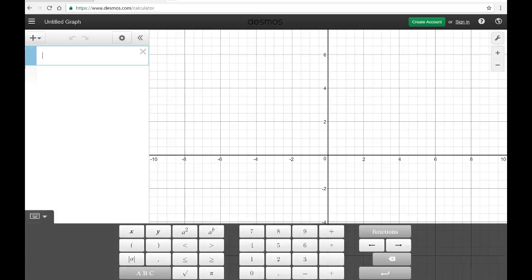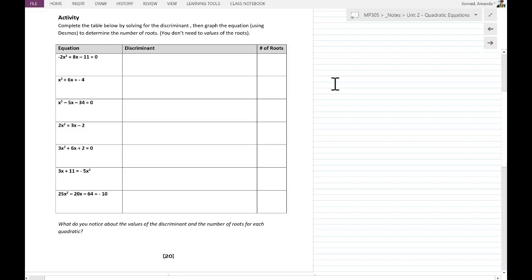So the first time we use Desmos in this course is for our graphing of quadratic equations to determine the number of roots. So the page you're on should be page 20 in your quadratic equations booklet, and you're looking at the activity. It says the equation is negative 2x squared plus 8x minus 11 equals 0. So this is set equal to 0. I'm going to type in the function when I go to enter it into Desmos.